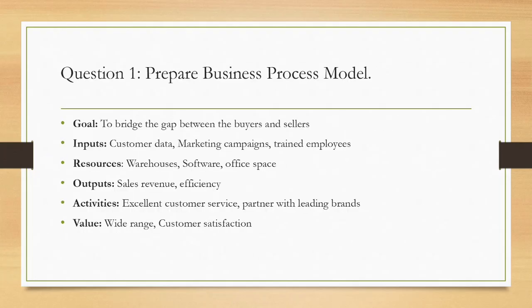And here comes the first question: they are telling you to prepare a business process model. In this business process model you need to write down a few aspects: goal, inputs, resources, outputs, activities and value created for the end customer. Coming to this case study, the goal is to bridge the gap between the buyers and the sellers. Inputs are customer data, marketing campaigns, and trained employees. Resources we will use are warehouses, software, and office space.